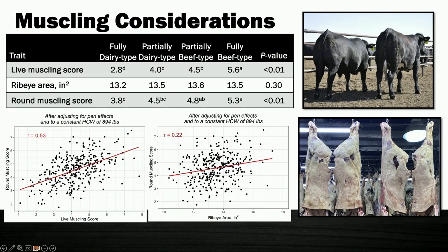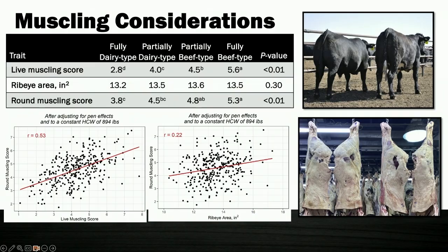So as you can see here, those fully dairy type phenotype, all the way to the fully beef type on the table on the top are represented here. The live muscling scores were different. That's how we put them into the groups. So we expected that. Round muscling score, which was taken from their carcasses in the plant, was also different. So that live phenotype translated to carcass phenotype. Not a whole lot of rocket science there.